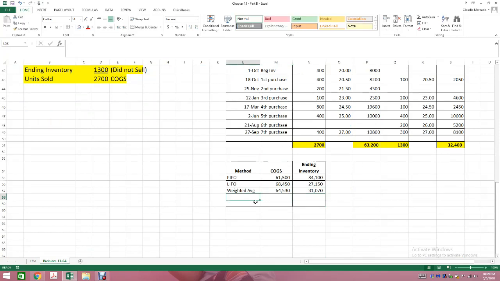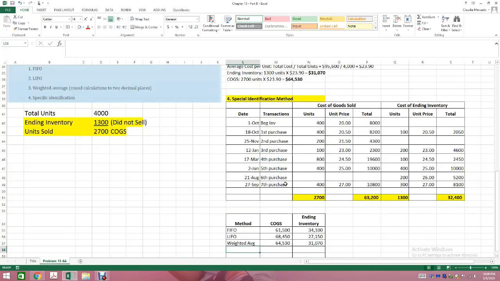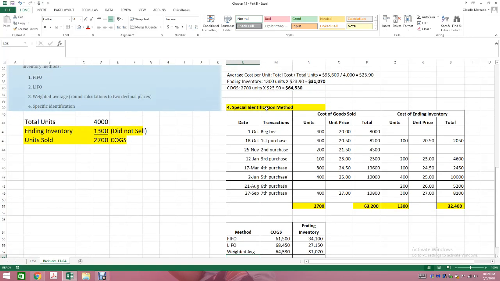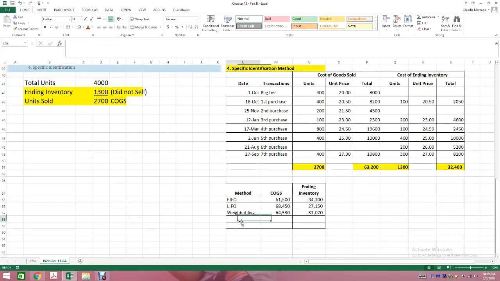And then for the specific identification, and I said special identification, it should be specific, guys. Correct me when I make a mistake. They should be specific right there. Specific identification. Okay. So specific identification. Okay, I'm gonna abbreviate that one. The amount for my cost of goods sold is $63,200, and my ending inventory is $32,400. Okay. So now that we have this, we can compare the different methods.